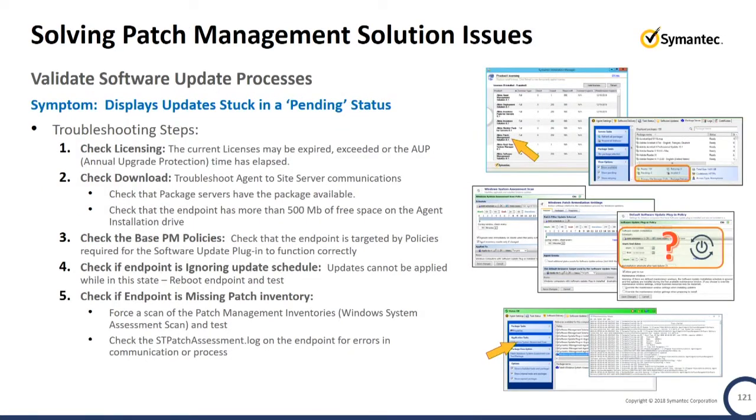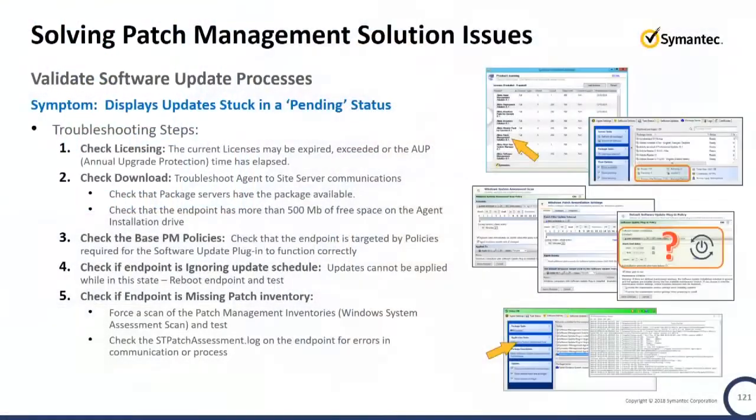So first things first, check the licensing. Again, we will not remediate any patch if you don't have sufficient licensing. Okay, make sure they're valid, make sure they're current. Check the download, right? So check the package servers that they received that KB or that Linux update or whatever it might be. It's got to be on the package server to be served. Okay, make sure that there's at least 500 megs of free space on your package server, right?